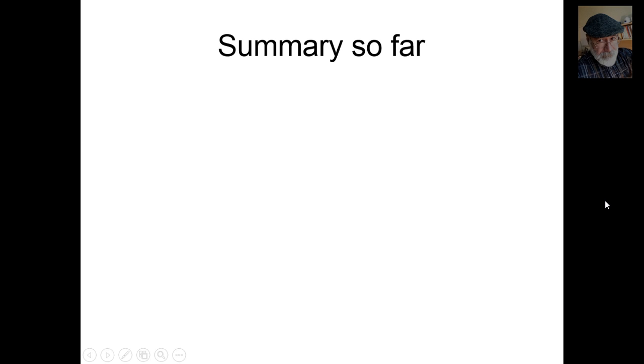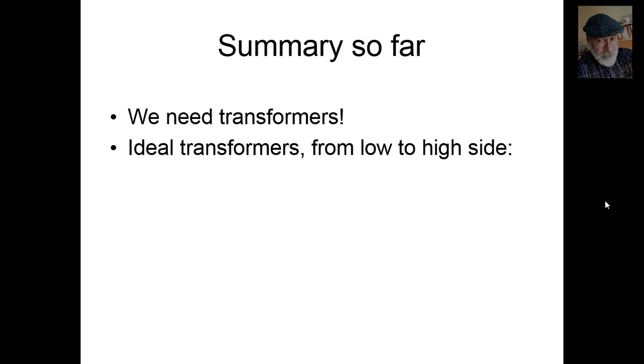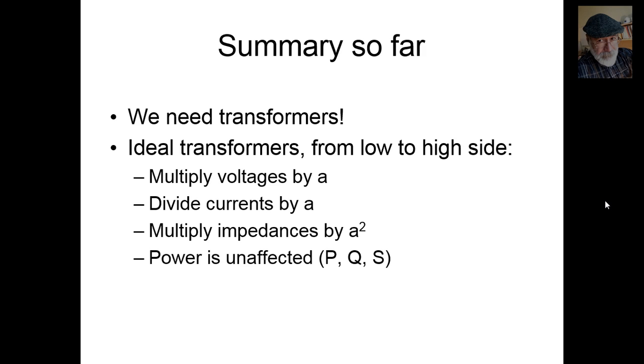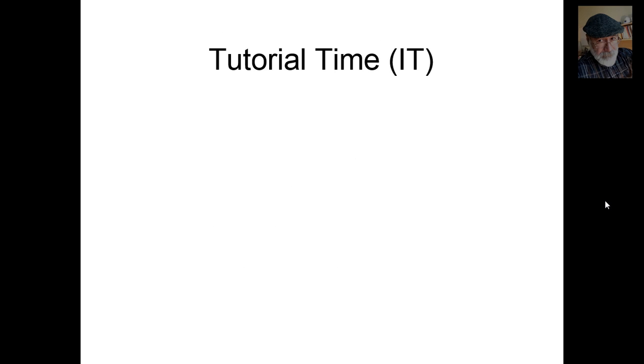Let's summarize what we have seen so far. We need transformers. Ideal transformers from the low side to the high side multiply voltages by A, divide currents by A, and multiply impedances by A squared. Power passes through the transformer unaffected: P, Q, and S. The transformer is completely transparent to power. Now let's go into a tutorial time of the ideal transformer.